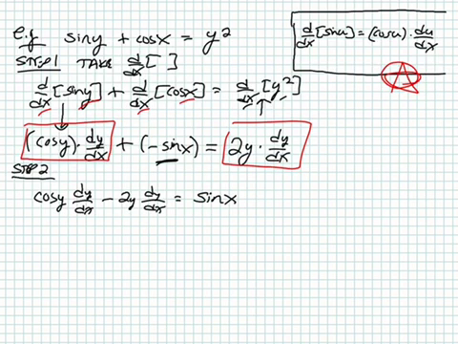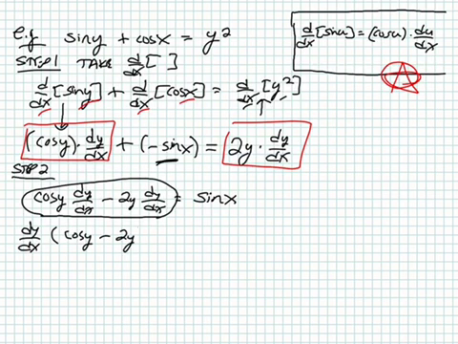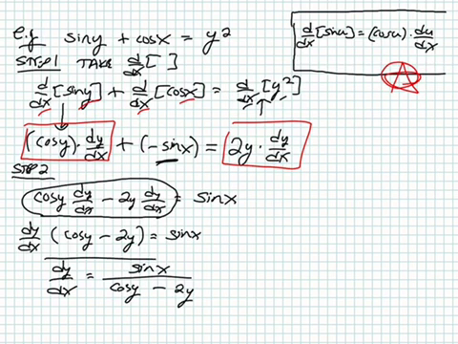Then I'm going to factor out a dy dx from this term here. So I'm going to factor out the dy dx, and that leaves me with cosine of y minus 2y is equal to sine of x. And then just solve for dy dx. So dy dx is equal to sine of x over cosine of y minus 2y. Done. Boom. All right. Not too bad.